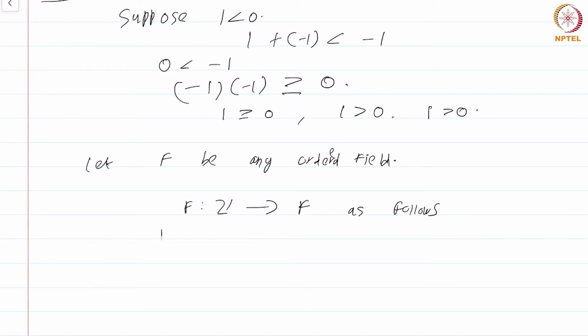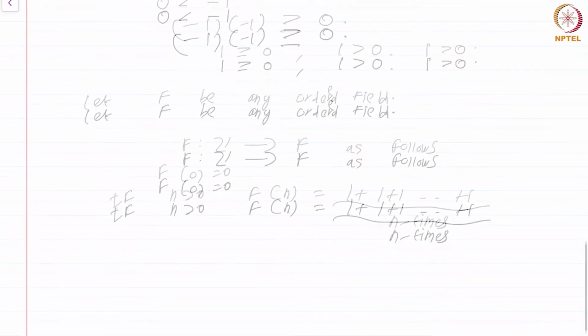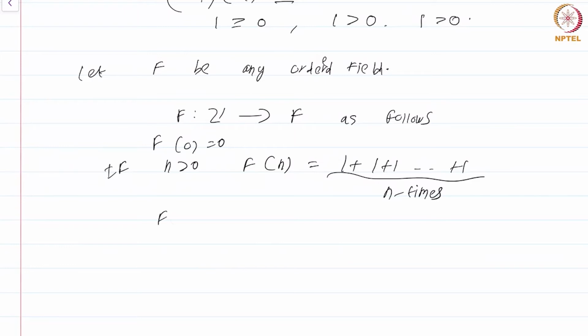We just set f of 0 to be 0, and if n is greater than 0, then we set f of n to be 1 plus 1 plus 1 plus 1, n times. Note that the 1 on the right is the multiplicative identity of the field F and has nothing to do with the 1 in the integers. Similarly, we set f of minus n to be minus f of n.